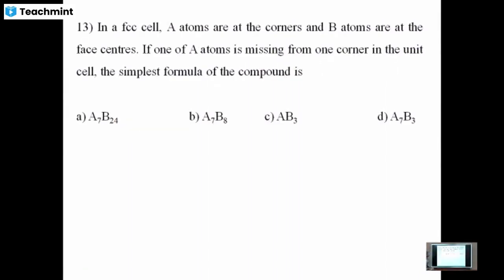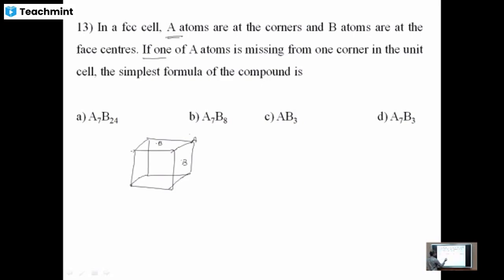Next question. In a FCC cell, A atoms are at the corners and B atoms are at the face centers. If one of the A atoms is missing from one corner, then the simplest formula of the compound is... It is a cube having 8 corners and 6 faces. What is given? All the corners are occupied by A atoms, and face centers are occupied by B atoms. If one of the A atoms is missing from one corner, before going into this point, let us finish the first sentence.